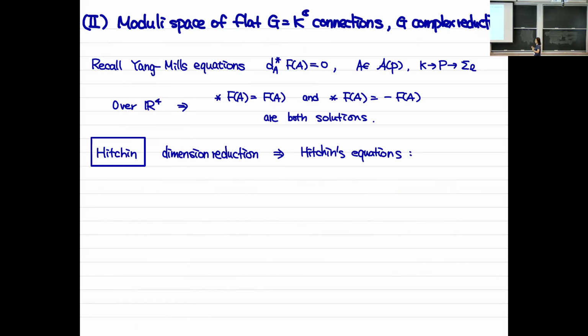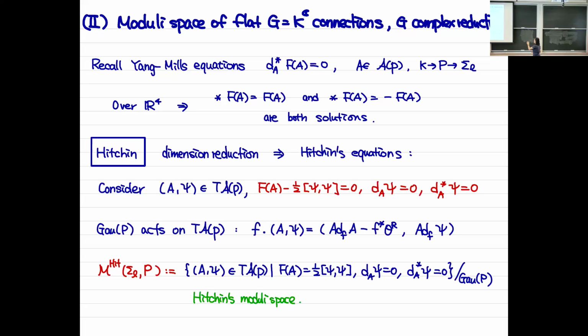So now it becomes a two-dimensional equation. He started by considering this equation on R4, and then applied dimension reduction to get R2, to get a Riemann surface. And so the Hitchin equations that I'm describing are one version of them. You might see different versions, like using Higgs bundles, but I'm using this differential geometry version. So you consider this pair on the tangent bundle of the space of connections. A, psi is a pair, and this is the Hitchin equation, written as these three equations.